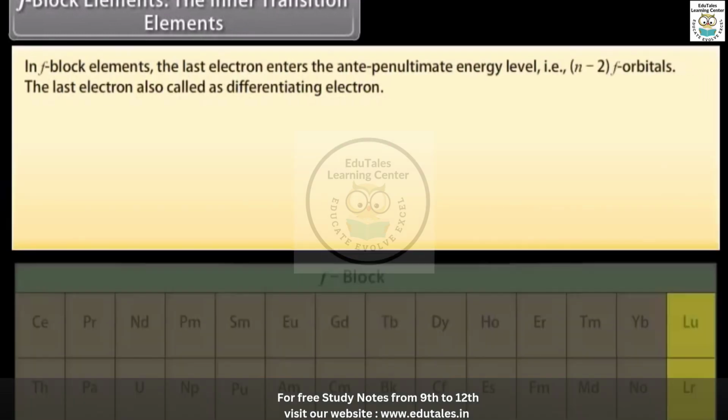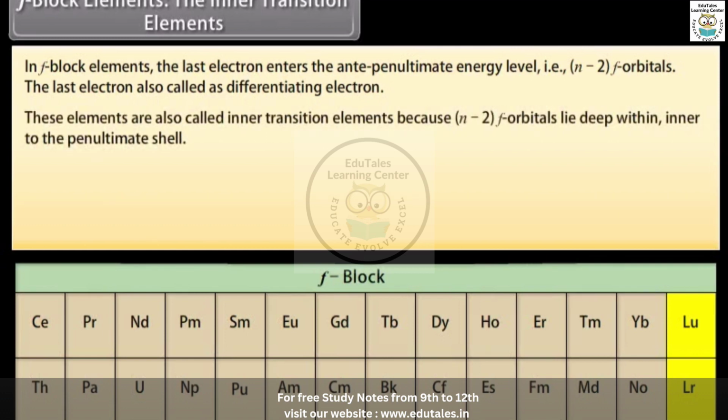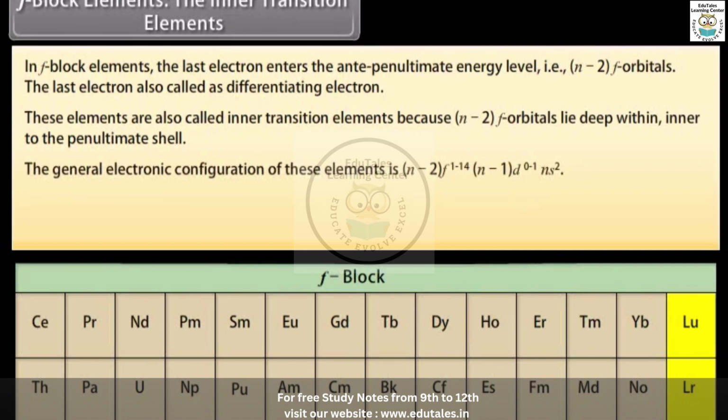F-block elements. The inner transition elements. In F-block elements, the last electron enters the anti-penultimate energy level, that is (n-2) f orbitals, where n can be 6 or 7. The last electron is also called the differentiating electron. These elements are also called inner transition elements because (n-2) f orbitals lie deep within, inner to the penultimate shell. The general electronic configuration of these elements is (n-2)f1-14, (n-1)d0-1, ns2.